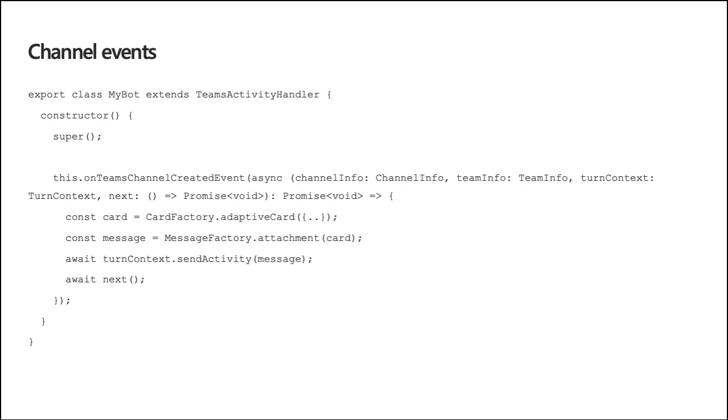Here's an example of implementing different channel events. So we see our bot that extends the Teams activity handler. And in the constructor, I'm overriding the on Teams channel created event. Here I'm passed a couple different objects. I get the channel information, the team information, and the context, as well as the callback to go to the next turn in the bot turn. And so here all I'm doing is creating an adaptive card, and I'm going to send that back as an activity, as a message activity.